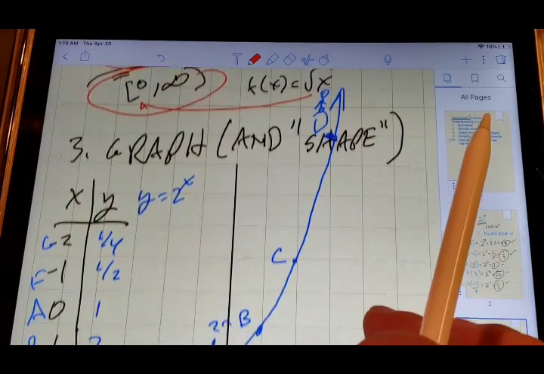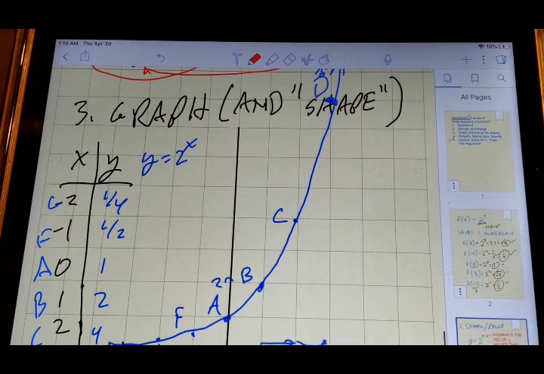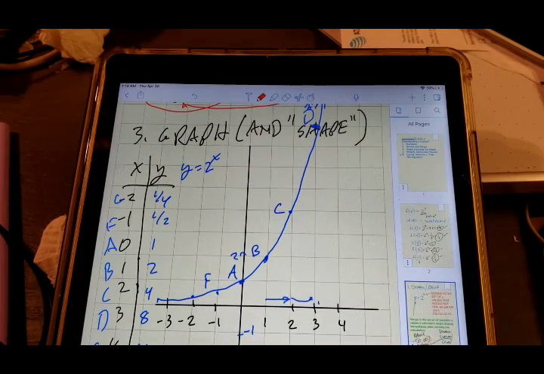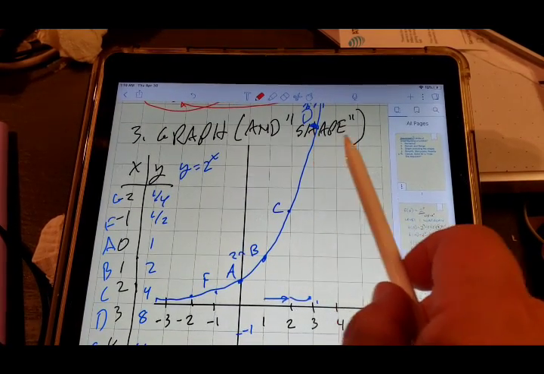All right, this might look a little funny, but what is next is the graph. So I say the graph and the shape. So the graph includes knowing the shape. That's what's written underneath there.